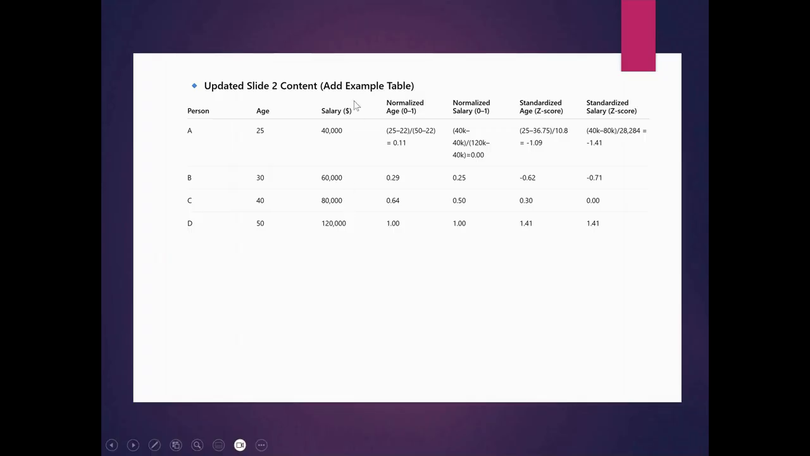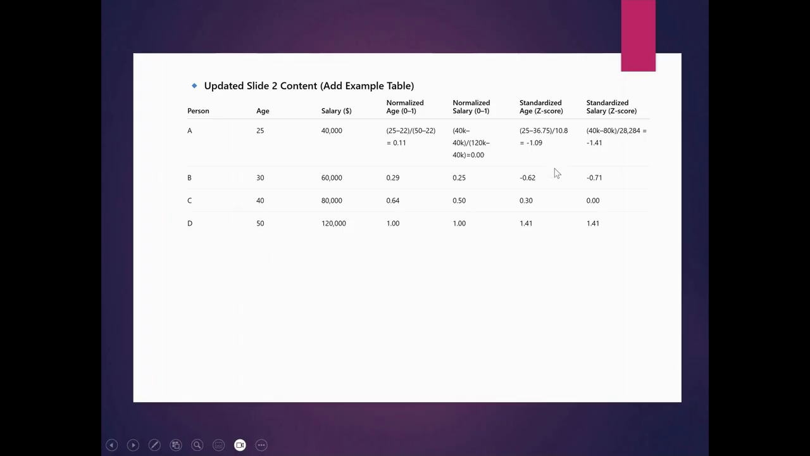As we previously saw, this is the normalization for the age. Here we did the same thing: x minus x min over x max minus x min, and we get 0.11. If we do the same formula, we get 0.29, 0.641, and so on. The same goes for salary: 40,000 minus x minimum, which is 40,000, gives 0. Now the standardization, on the other hand, centers the data at 0 and expresses values in terms of how far they are from the mean. This way, every feature has a mean of 0 and a standard deviation of 1.